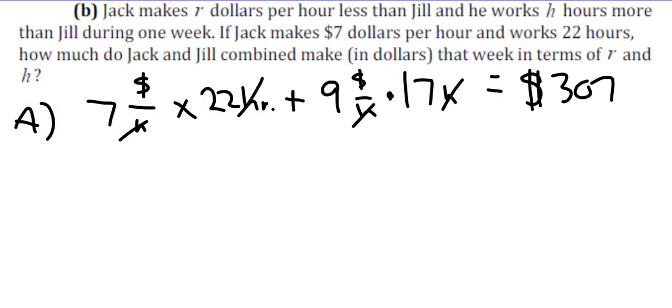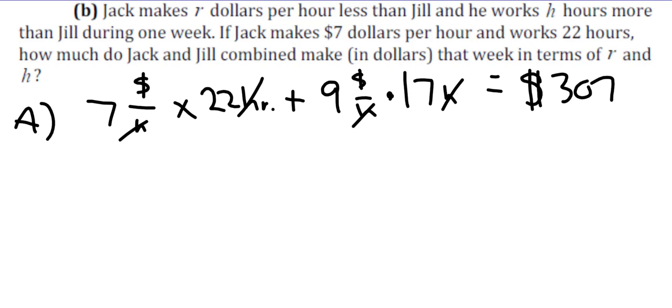All right, so problem B here. Jack makes R dollars per hour less than Jill, and he works H hours more than Jill during 1 week. If Jack makes $7 an hour and works 22 hours, how much do Jack and Jill combined make in dollars in terms of R and H? This is basically the same problem, but it's more abstract because we don't know the values for R and H. So we are going to have variables in our problem.